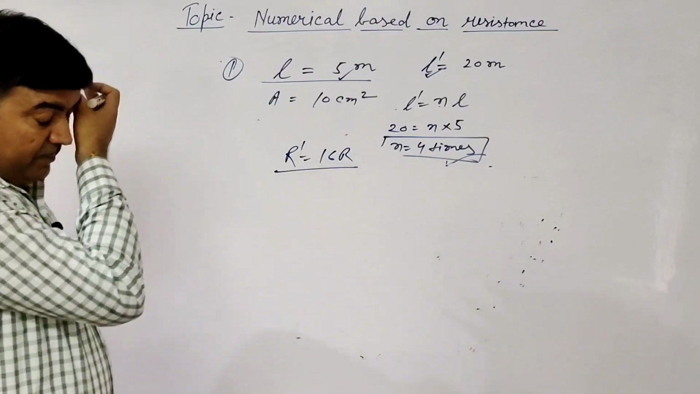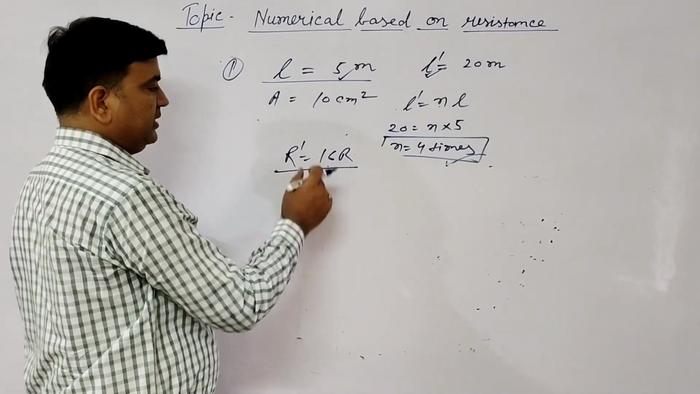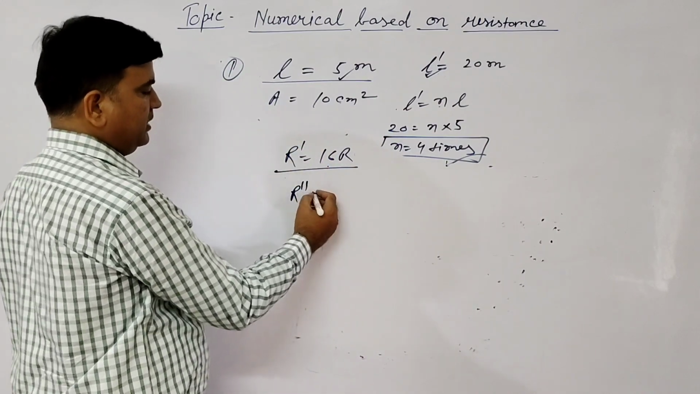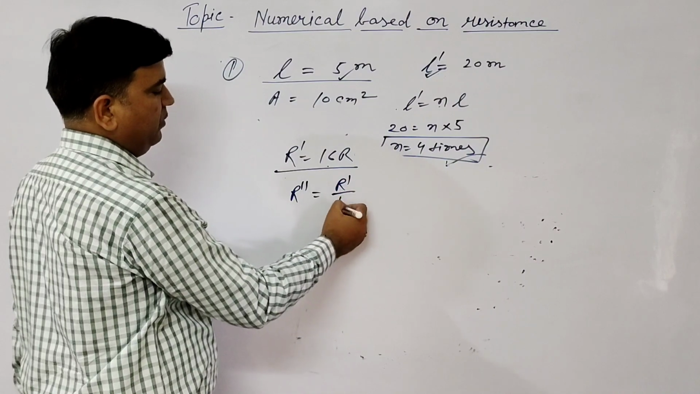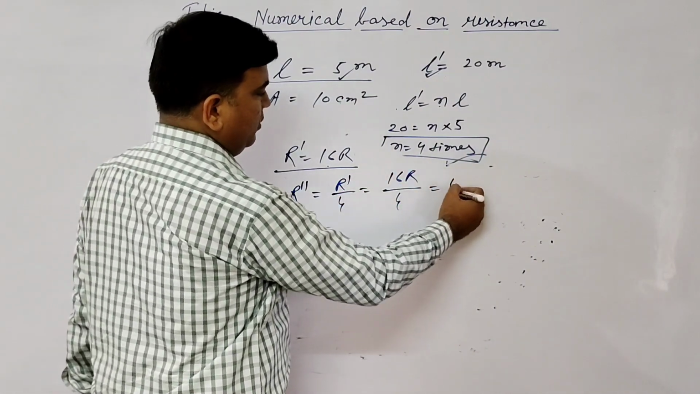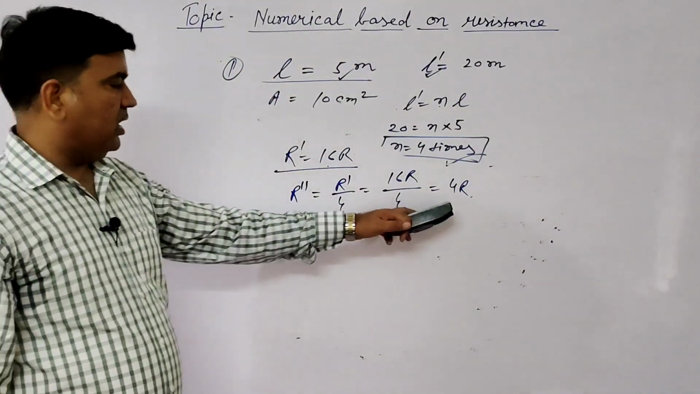And after the resistance becomes 16 times, we have to divide the resistance wire into 4 equal parts. So what is the resistance of each part? It is equal to R dash by 4, and R dash is 16R, so 16R by 4 is equal to 4R.